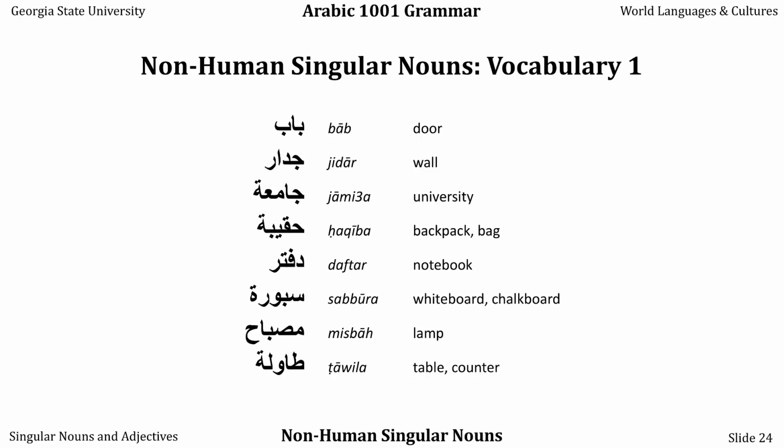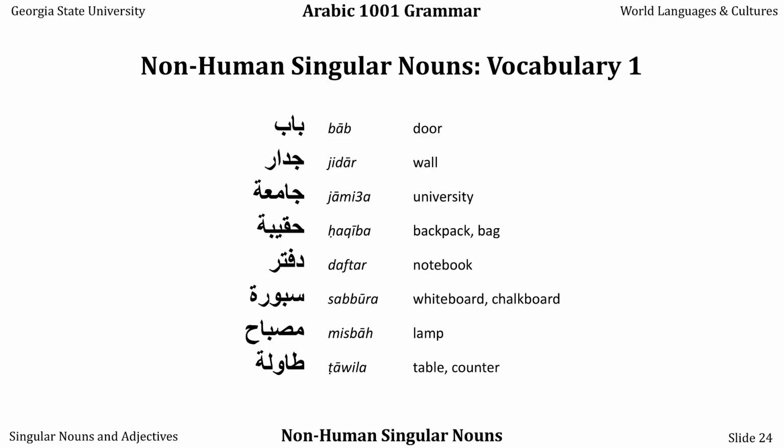So let's look at some vocabulary words. We've learned these words today. Bab is door, jidar is wall, jami'a is university, and it's feminine because it ends in ta marbuta. Haqiba is backpack or bag, and it's feminine because it ends with ta marbuta. Daftar is notebook. It's masculine or mudhakkar because it doesn't end in ta marbuta. Sabura is whiteboard or chalkboard, and it's feminine because it ends in ta marbuta.